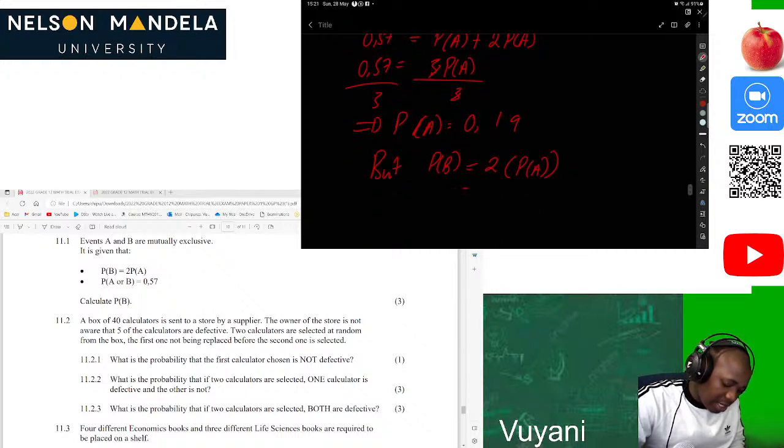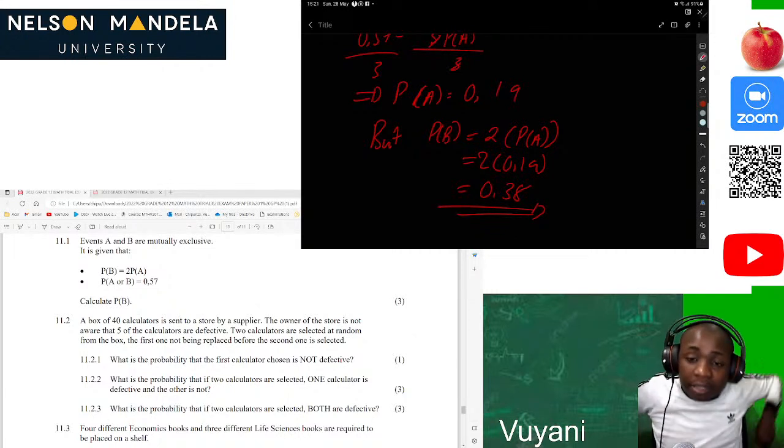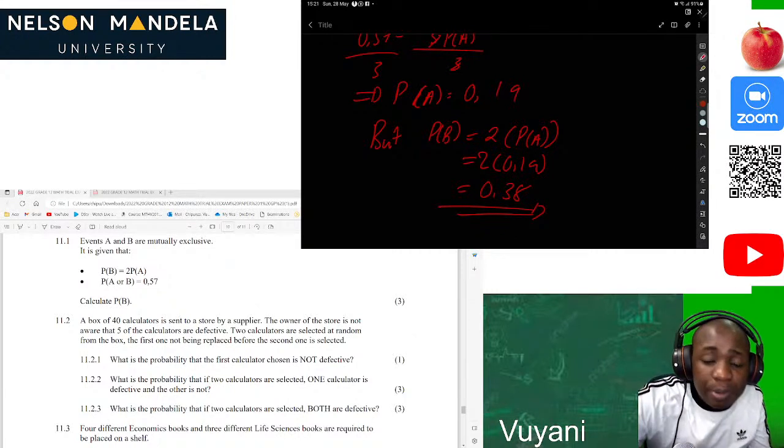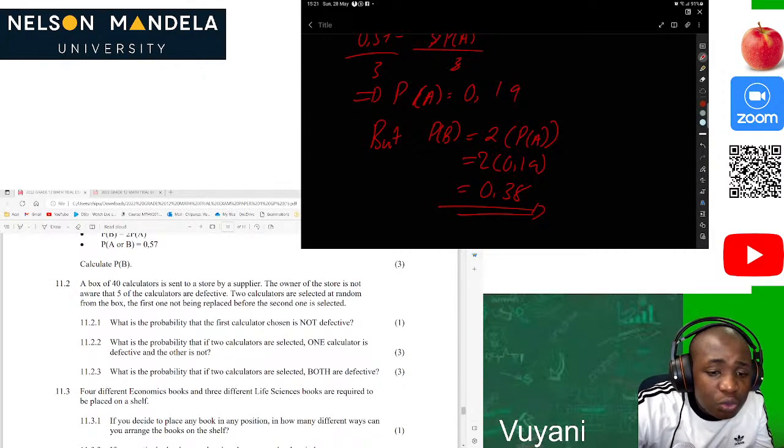So we just say 2 times 0.19, then we have 0.3A. Boom, done. That's how we got probability of A and probability of B. I'm happy if you guys are happy as well. Now let's look at 11.2. Wow, this is quite nice and fast.